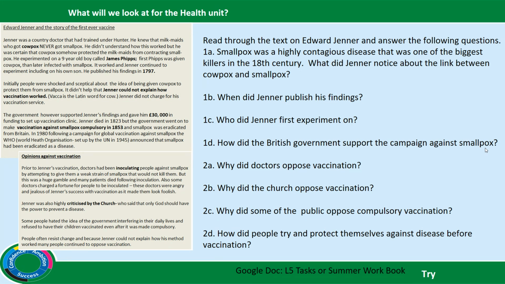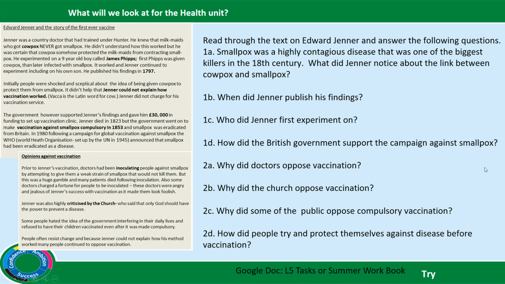So you need to read through the text on Edward Jenner and answer the questions. You've got questions 1A to 1D are about the first bit of text, and 2A to 2D are about the second piece of text on opinions against vaccination at this time. There is also a short YouTube clip on Edward Jenner, which you can use to help you if you wish.